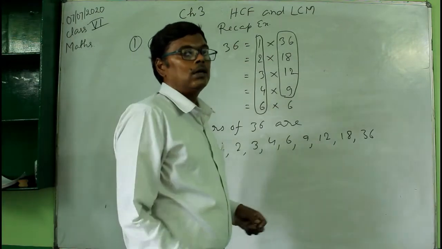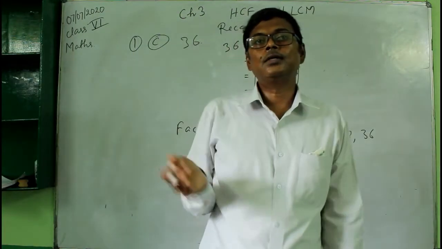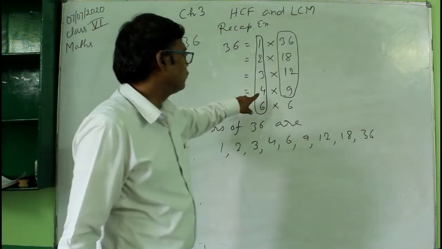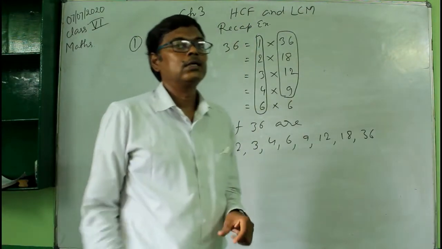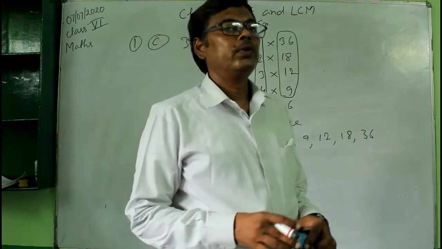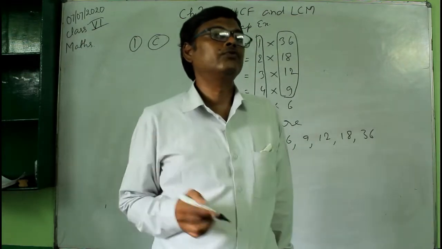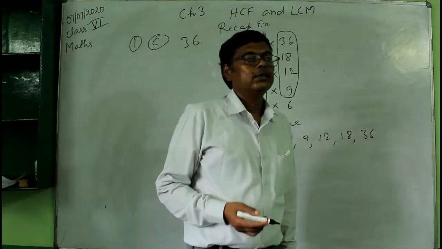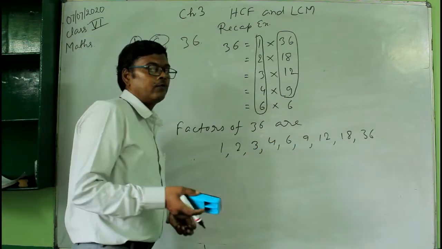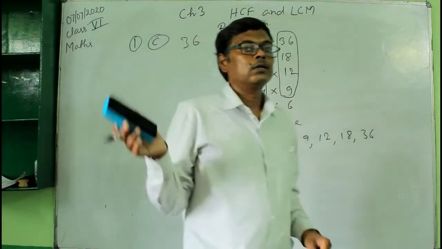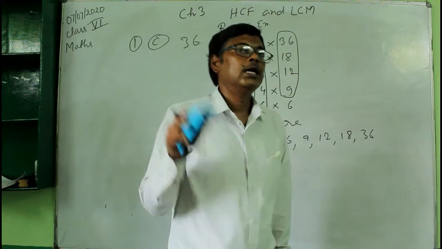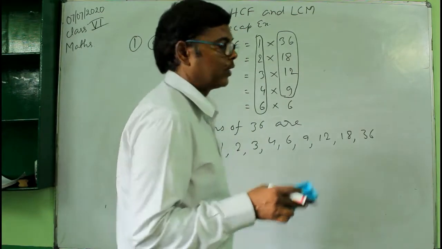Factors means the numbers. For example, here we say that 4 is a factor of 36, which means that 36 is exactly divisible by 4. When you divide 36 by 4, the remainder is 0. That is why these numbers are the factors. In this way, you will find the factors for the other questions in question number 1. You have parts A, B, and D also. Those are homework.